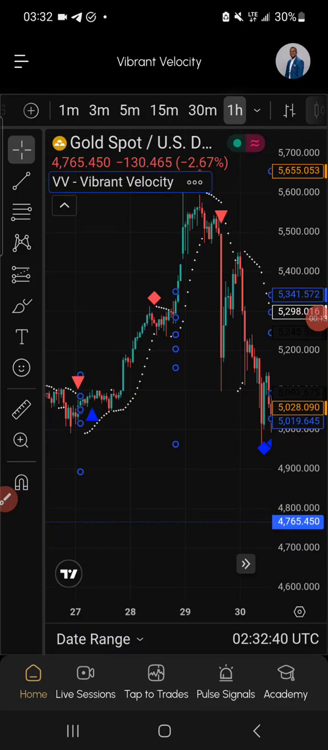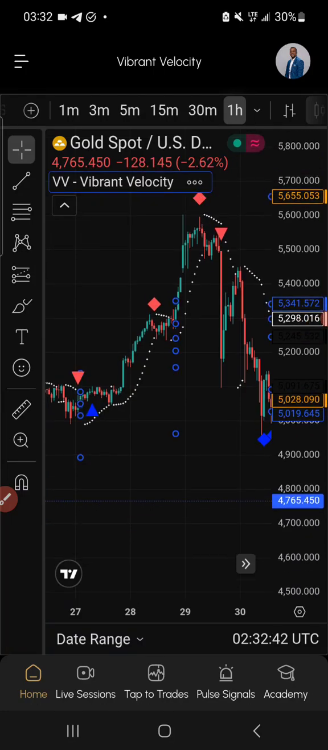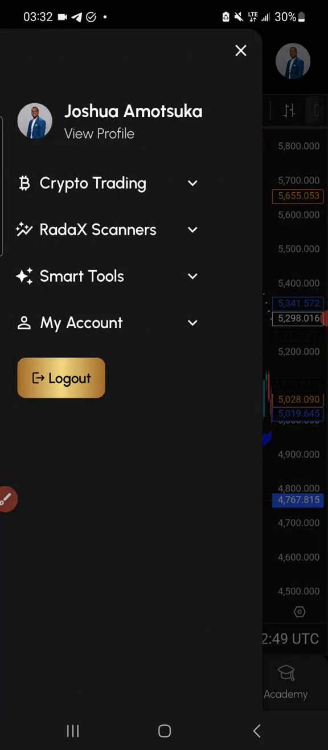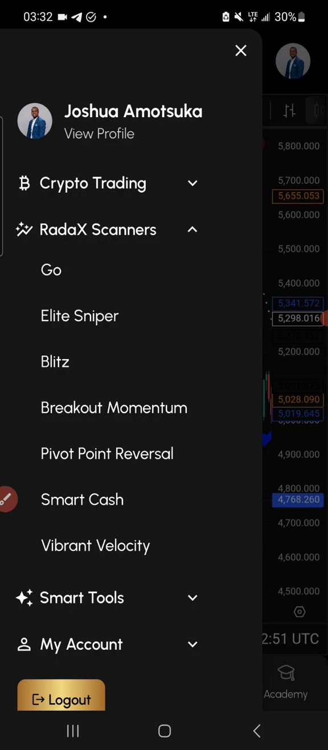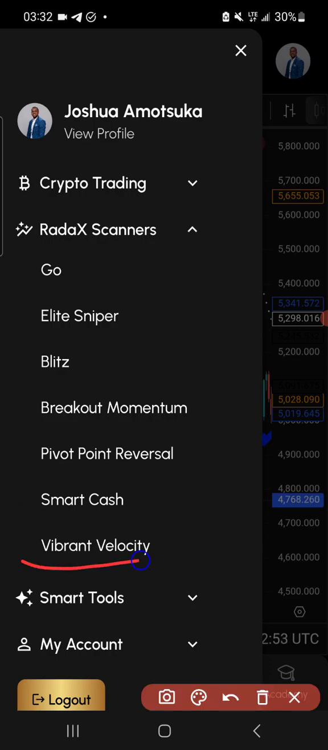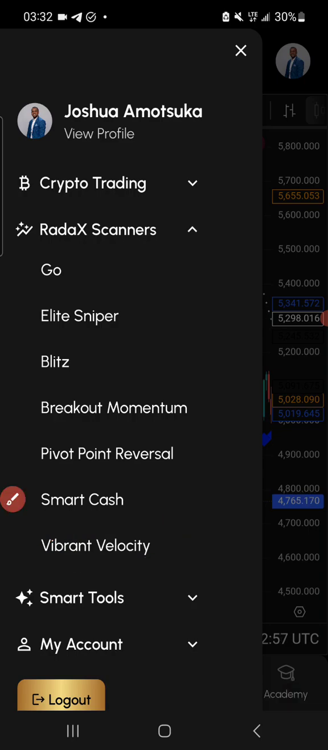Okay, so once you have your subscription, your Akashex subscription, this scanner comes with your subscription. You simply click here, click on Redux Scanners, and you can see Vibrant Velocity. Vibrant Velocity.